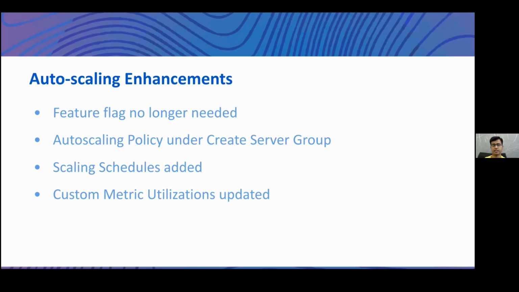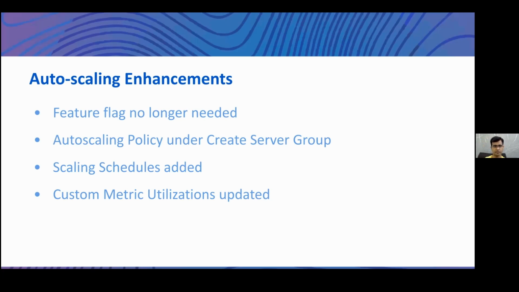So that means, let's say, if it is an e-commerce project, and for Black Friday there will be more sales, you can add a schedule for so and so dates. Then the minimum number should be this much, and the max is these many. So scaling schedules are added now, and the custom metric utilizations are updated with more fields.